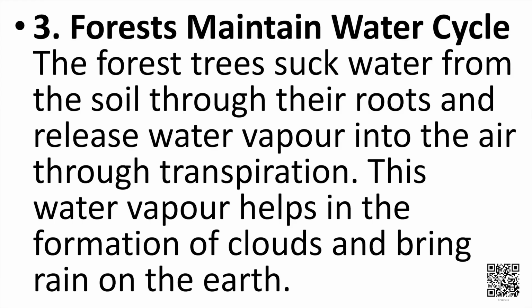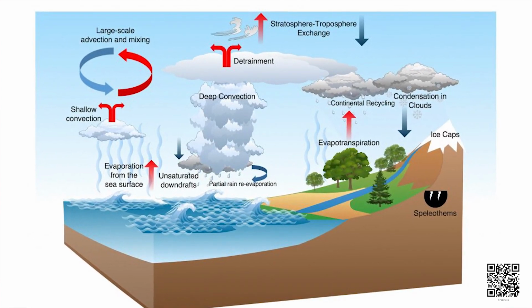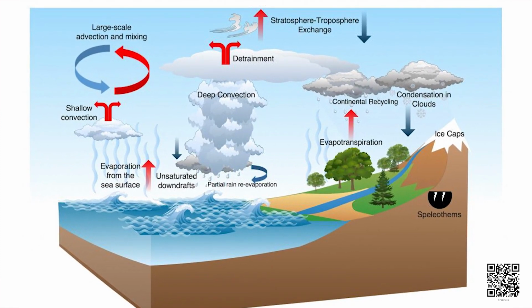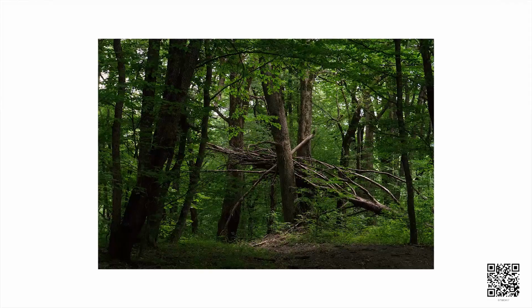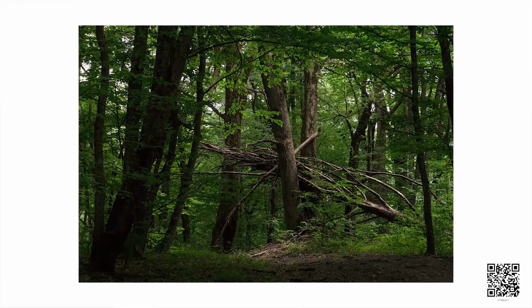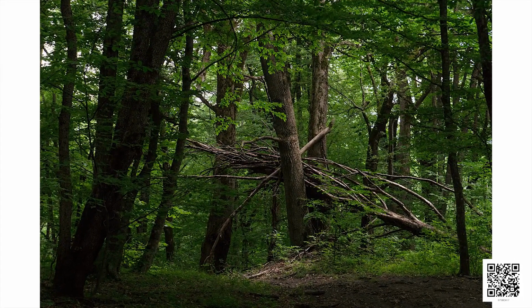The forests maintain water cycle, students. The forest trees suck water from the soil through their roots and they release water vapor into the air through transpiration. Now this water vapor helps in the formation of clouds and brings rain on earth. Thus, forest brings sufficient rainfall on the earth. In fact, about half the rain which falls in the forest areas comes from the transpiration of forest trees themselves. In this way, forest helps in maintaining a perfect water cycle in nature and meets our freshwater requirements as well.